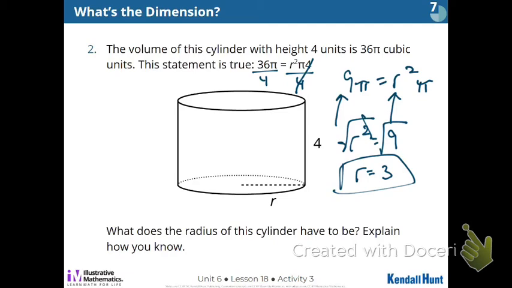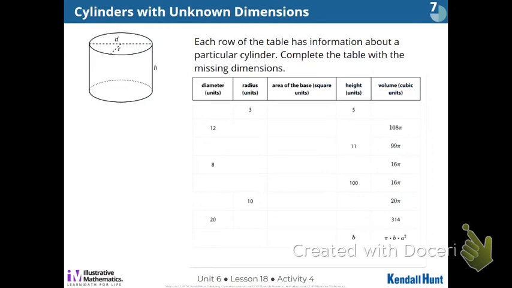All right? So for about 3 to 5 minutes, I want you to fill out as much of the table as you can. I want to go over the first column. Now I'll go over the second column with you. Second row, I mean, right here. If the diameter is 12, what's the radius? 6. And if the 6 is the radius, the base is pi times 6 squared, or 36 pi, right?